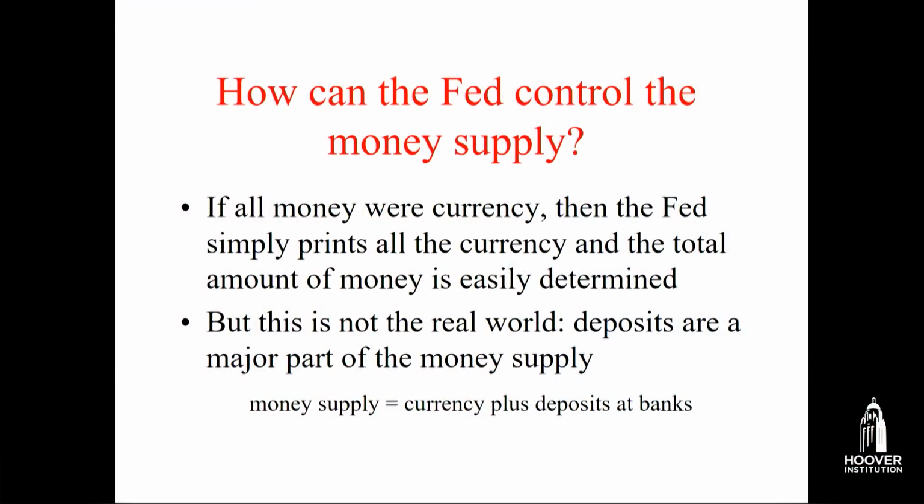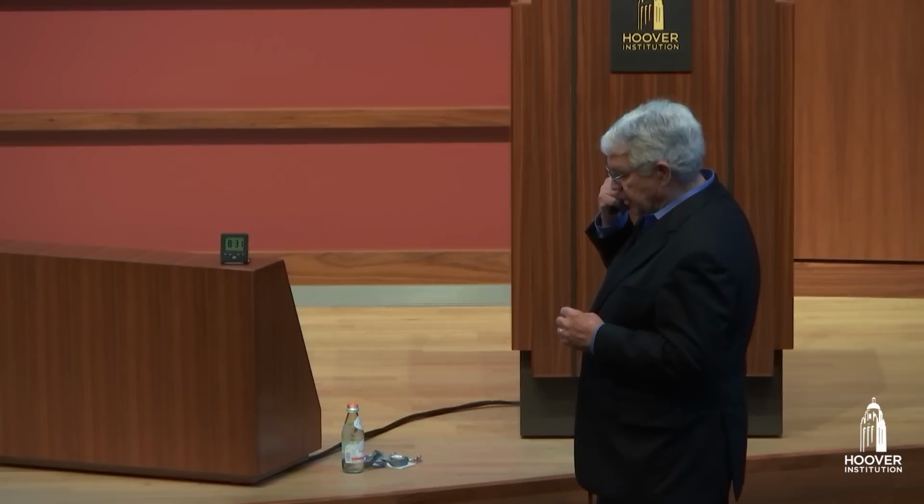Well, if there was just currency, like farmer alfalfa, it would be pretty easy, because if all the money were currency, then the Fed just prints it, and the amount is determined. But that's not the real world, because by definition part of money is what you have in the bank that you can use for payments. So that would be deposits at banks, deposits at Wells Fargo, Bank of America, wherever. So the Fed has to control not just the amount of currency, but the amount of deposits in the economy.